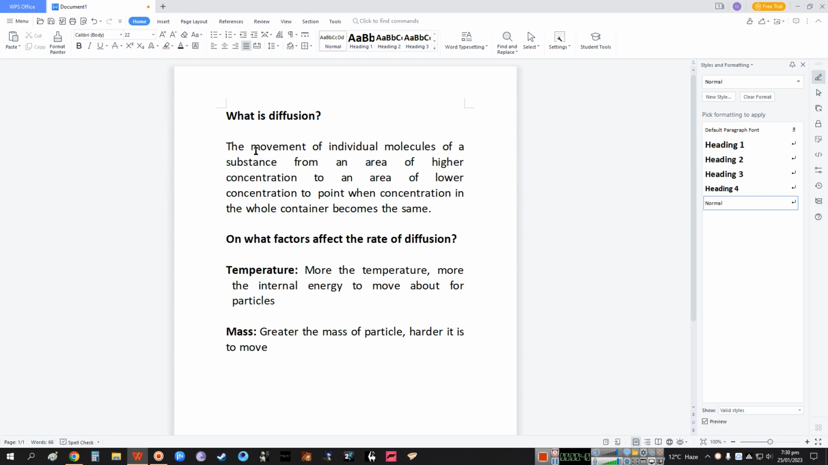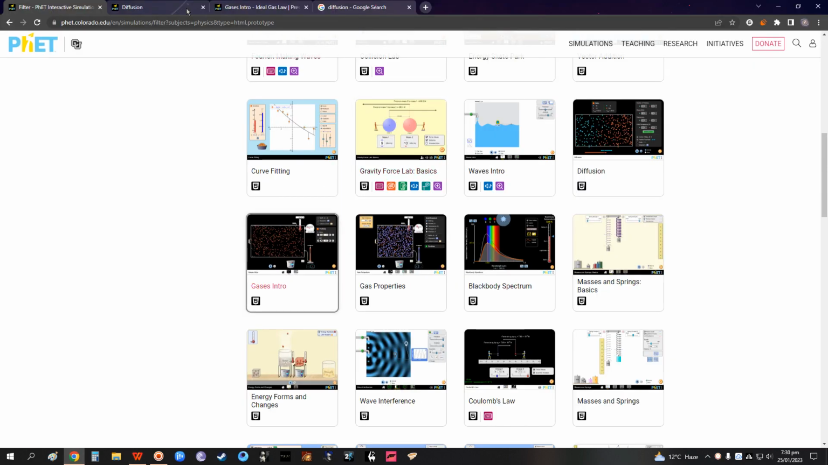So, what happens is that once diffusion occurs, the concentration which was from higher to lower will become the same for all of the container. It would distribute in that given area. So let's try this in PhET simulations. What we actually mean by this, let's experiment with this.